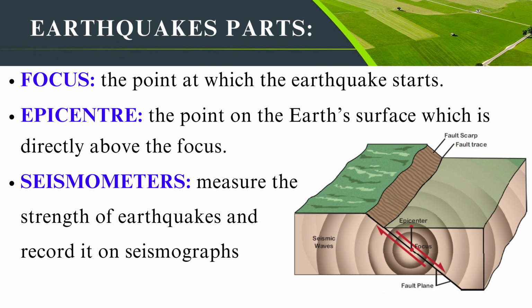You can see the fault scarp and fault trace terrace. You can see the epicenter and then the focus, and there is a fault plane, and seismic waves are produced from there, and they are moving away from that. That is recorded by the seismograph.